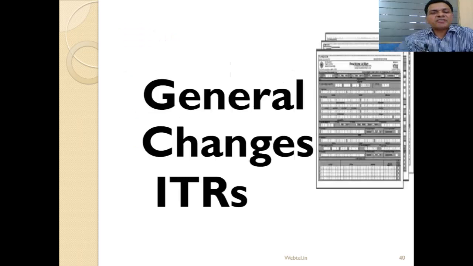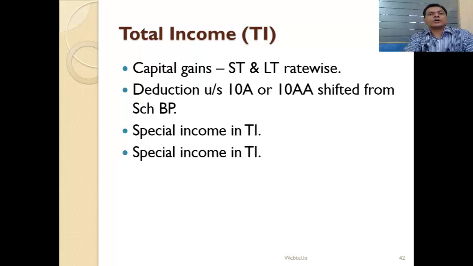So with the specific changes, now let us move to general changes in the ITR. Coming to TI or total income, here the capital gains have to be given short-term and long-term rate-wise. Earlier it was not there, but now these have to be given rate-wise in most of the forms. In the earlier ones, probably it is not there because till that time the change was not made. But in all the subsequent forms, it is to be given rate-wise.